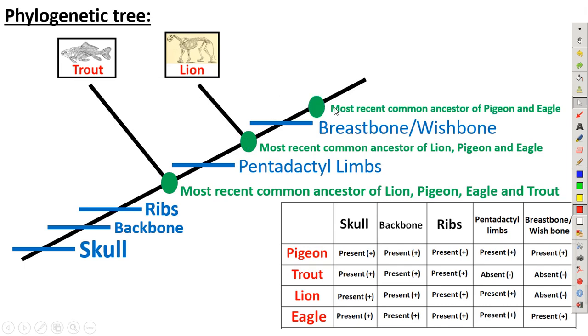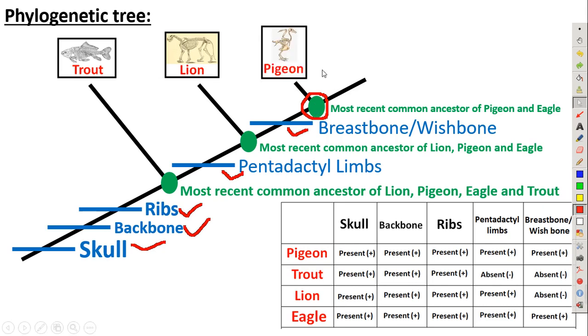We can now place a new common ancestor, and this time this common ancestor will have all the characteristics which have been stated before it. So breastbone, wishbone, pentadactyl limb, ribs, backbone, skull. And this common ancestor is the ancestor of the pigeon and the eagle. And we can finish completing our tree. So this common ancestor will branch into 2, pigeon and the eagle. Obviously the pigeon and the eagle will have different characteristics. We're not going to detail them, but we can say that if we only study these characteristics, we know that they are more closely related.